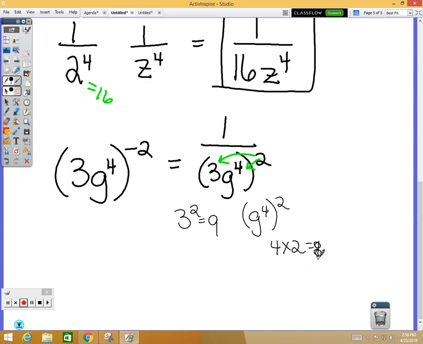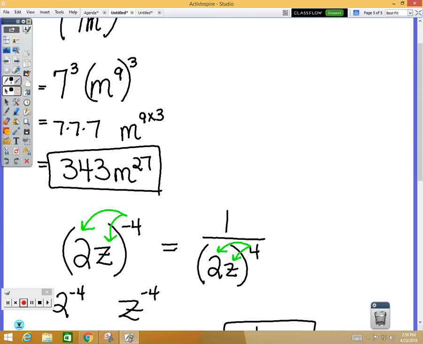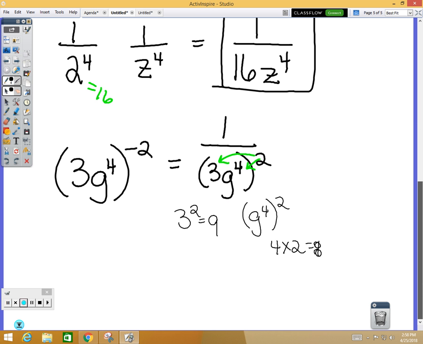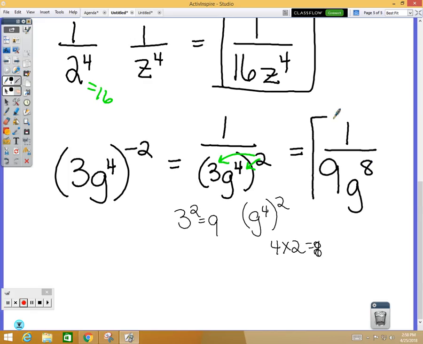I don't know why I wrote what I did. All right, so that's going to then finally give us, well, I'm going to blame Xander on that. That's going to give me a 9, so 3 to the second power is 9, and then g to the 4 times 2, that's g to the 8th power.